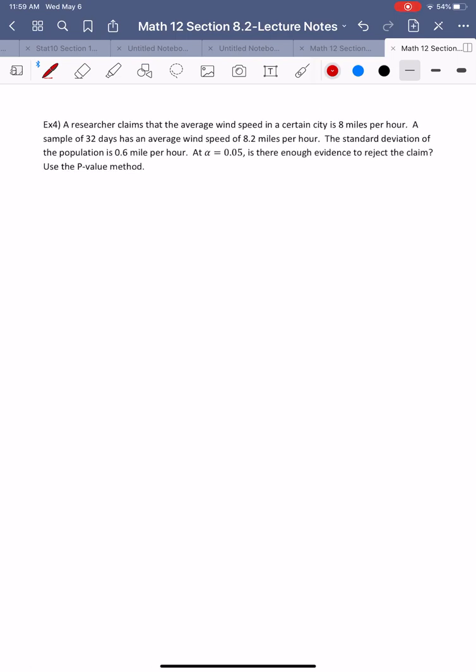A researcher claimed that the average wind speed in a certain city is 8 miles per hour. A sample of 32 days has an average wind speed of 8.2 miles per hour. The population standard deviation is 0.6 miles per hour. At alpha equal to 0.05, is there enough evidence to reject the claim? Use the p-value. Okay, so let's try it again. In here, x bar is 8.2, mu is 8, sigma is 0.6, and n is 32 days.